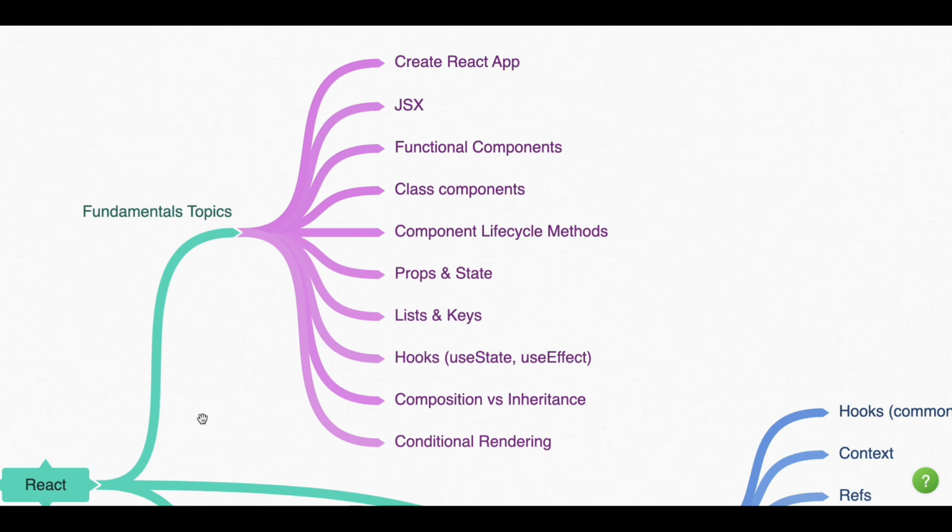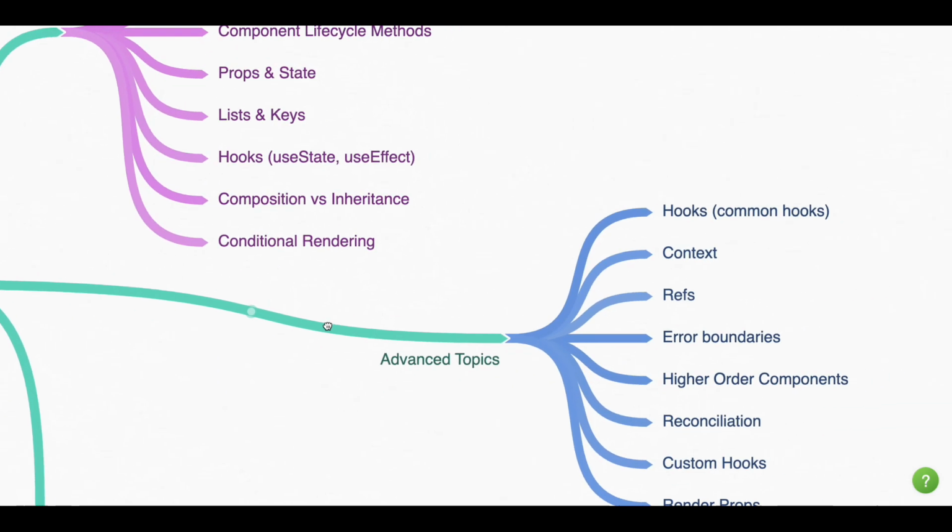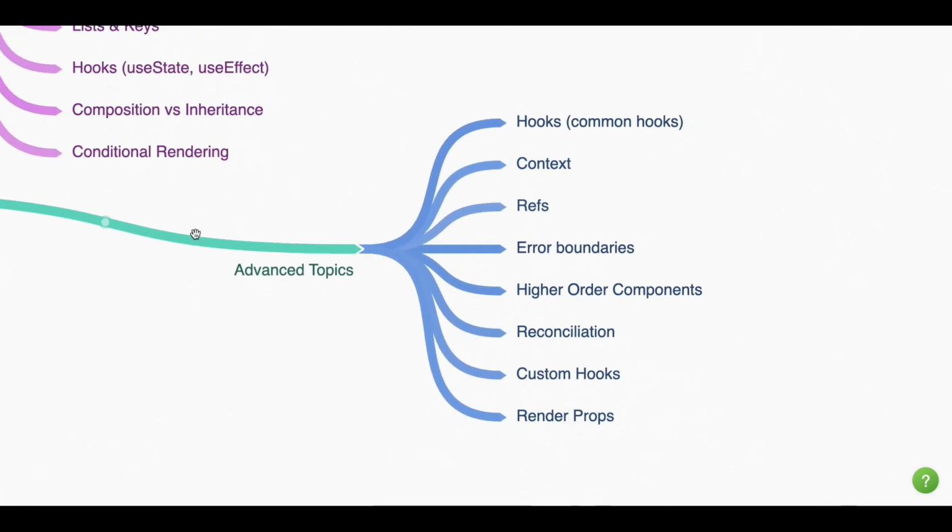The next is composition and inheritance. These are techniques that can be used to establish a relationship between classes and objects. And the last section is conditional rendering. It will allow you to render your component according to your requirement. These are the fundamental topics of React.